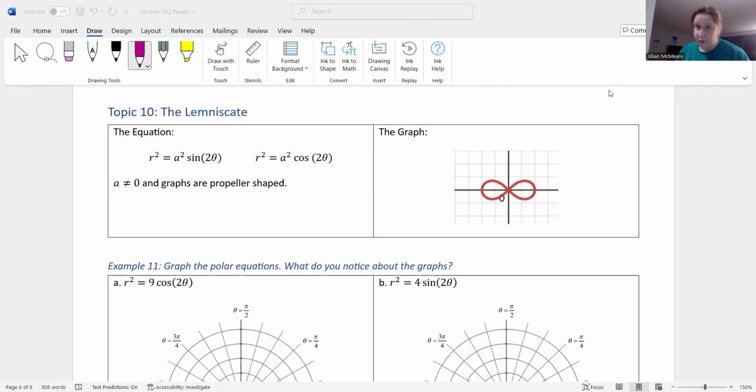Last up, not for this worksheet, unfortunately, but last up for our special types of polar graphs, we're going to look at a lemniscate. And it's really funny.